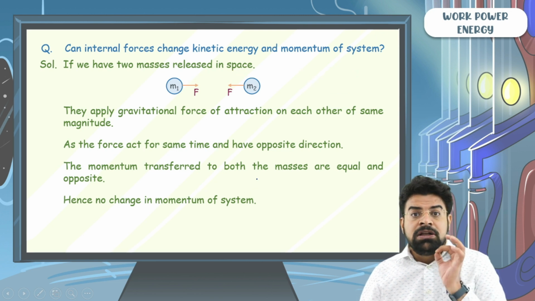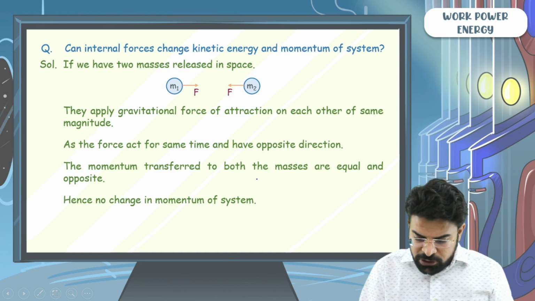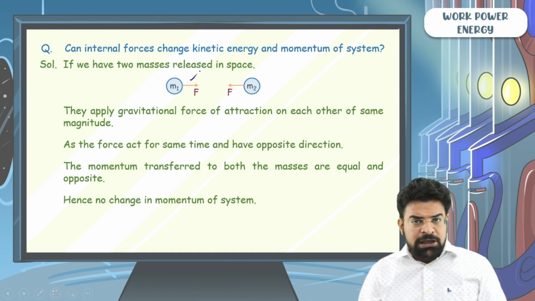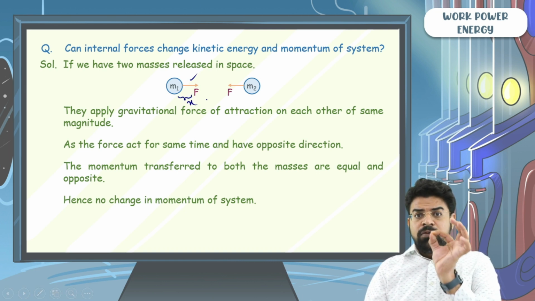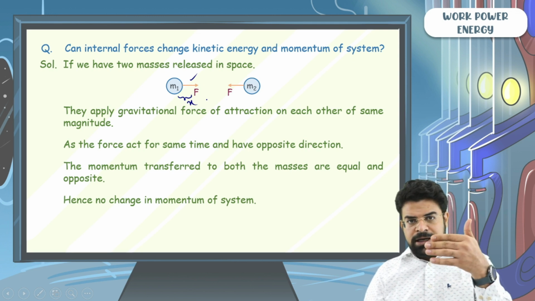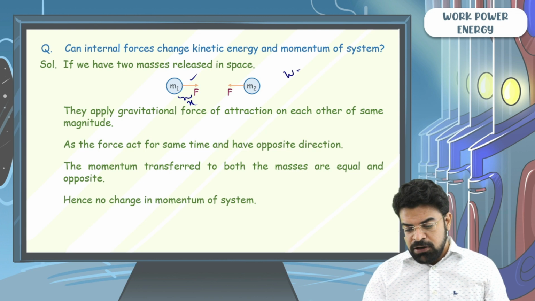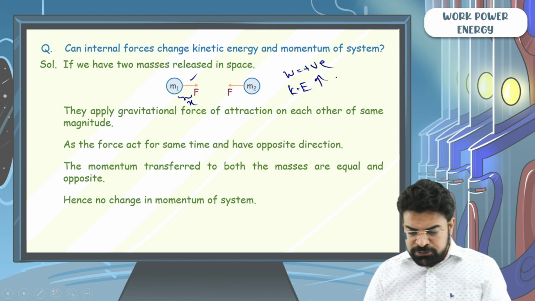What about the kinetic energy? Now just visualize these two masses. If on the first mass the force is towards right, eventually it will displace towards right. What will be the sign of the work done by the force of gravity on this first mass? So sir, force is towards right, it will displace towards right, so the work done will be positive, so its kinetic energy will increase. Now forget the first mass, think of the second mass.